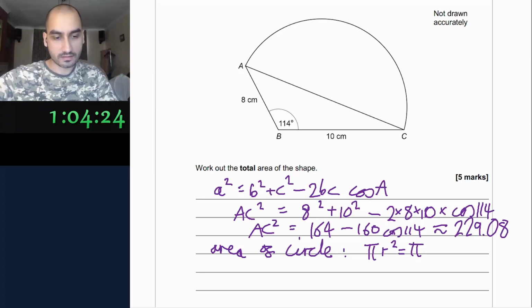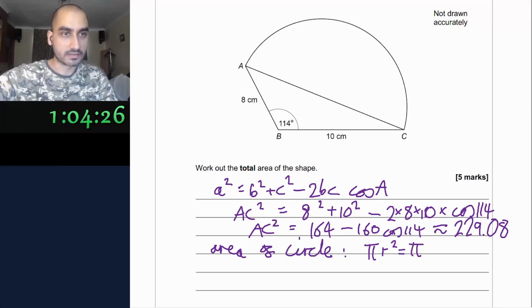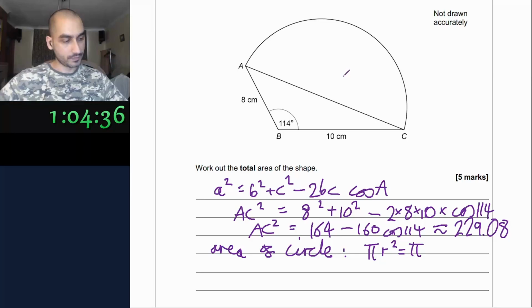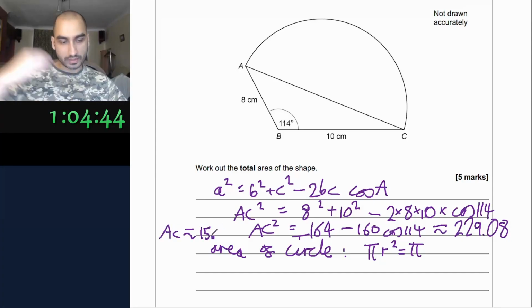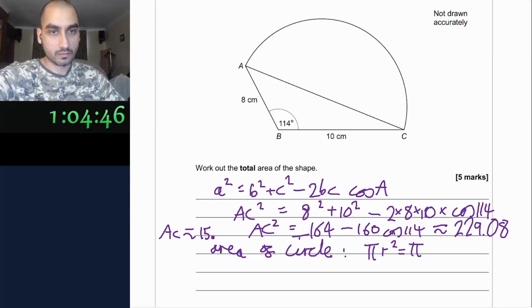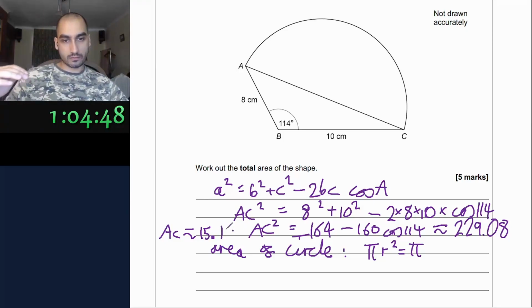Even Google isn't ideal sometimes. I don't have a scientific calculator anymore. My days of using scientific calculators are over. 15.14. Let's go with that. AC is 15 point, what was it? 14.